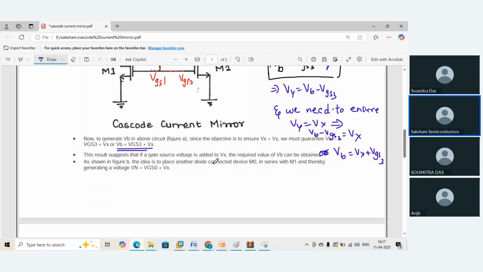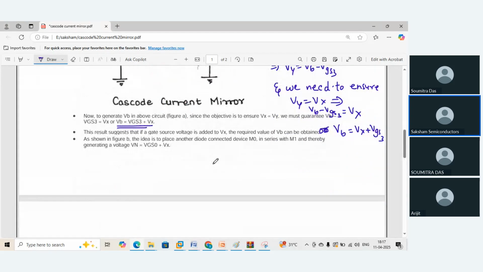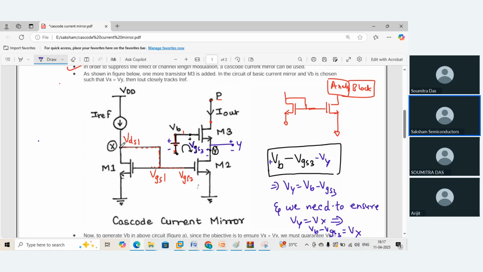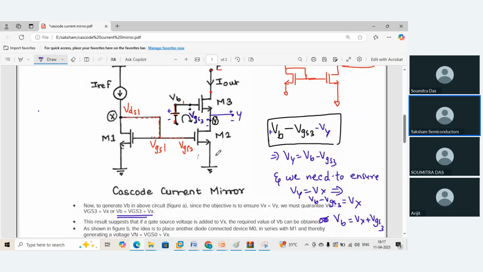And as a matter of fact, now here, this X voltage, whatever you are seeing over here, is again dependent on IREF. The moment you change IREF and VDD changes, this X changes, and again repeatedly you have to keep on sizing this M3 so that your VB is equal to Vx plus VGS3. So again that means there is a huge dependency.